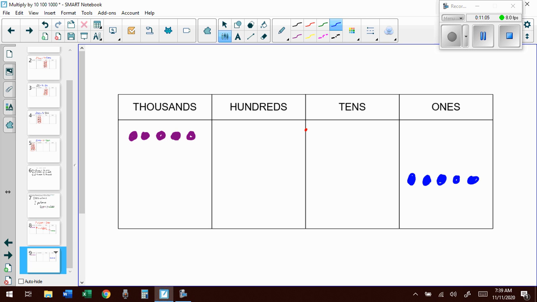And we also know that the opposite of addition is subtraction, and the opposite of multiplication is division. The neat part about it is that we know that 5 times 1,000 equals 5,000, and the opposite of that, my arrow goes the opposite way, 5,000 divided by 1,000 equals 5.